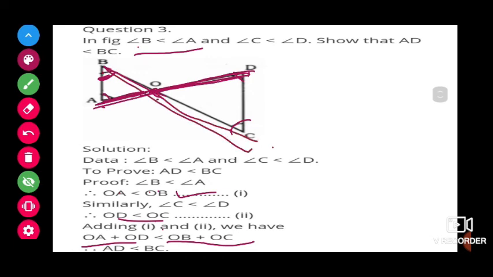Again, angle C is less than angle D means automatically the side opposite to C, which is OD, will be less than OC. Now, if I add both left hand sides, we get OA plus OD is less than OB plus OC. OA plus OD is nothing but AD, and OB plus OC is nothing but BC. So we can say that AD is less than BC. All this is by using the properties which I explained at the starting.